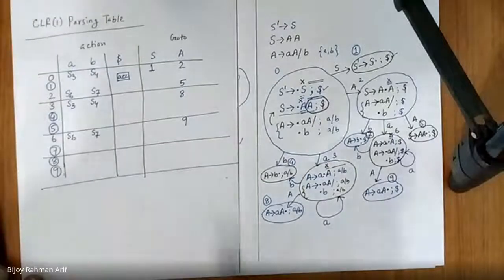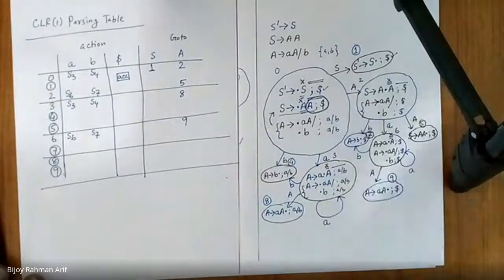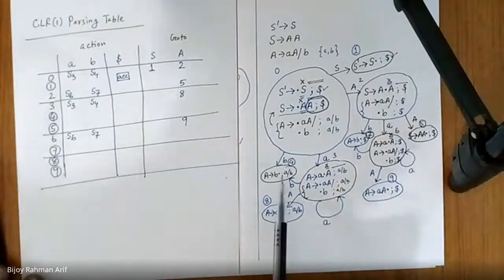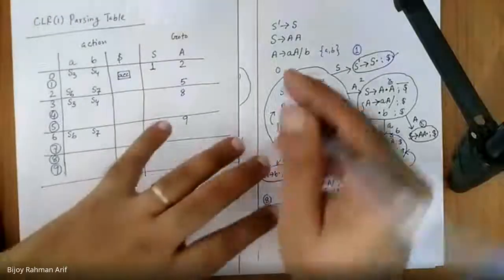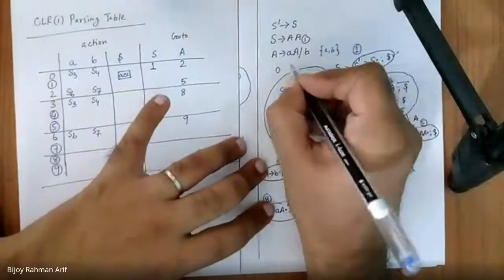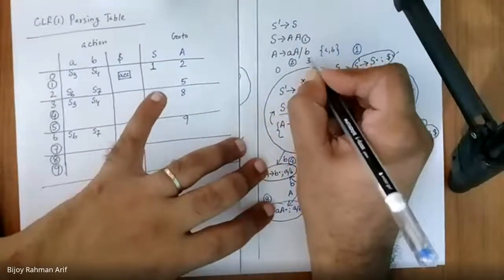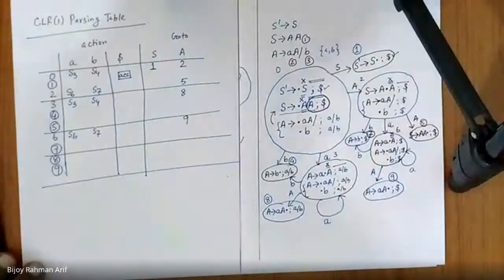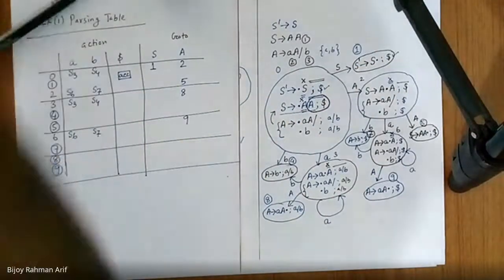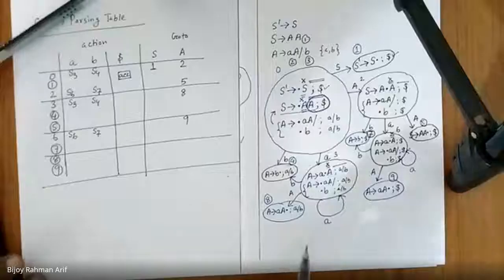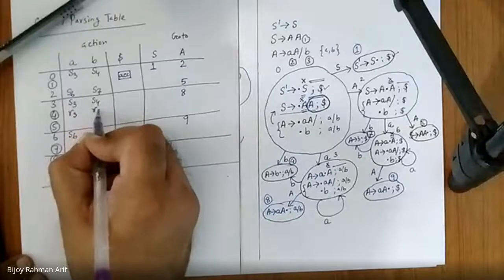Now, 1 is fine. Let's go to 4. What is the lookahead written here? A, B. So let's number the rules. This is rule number 1. This is rule number 2. This is rule number 3. So it is nothing but rule number 3. So I'm going to write reduce 3 only on A, B.